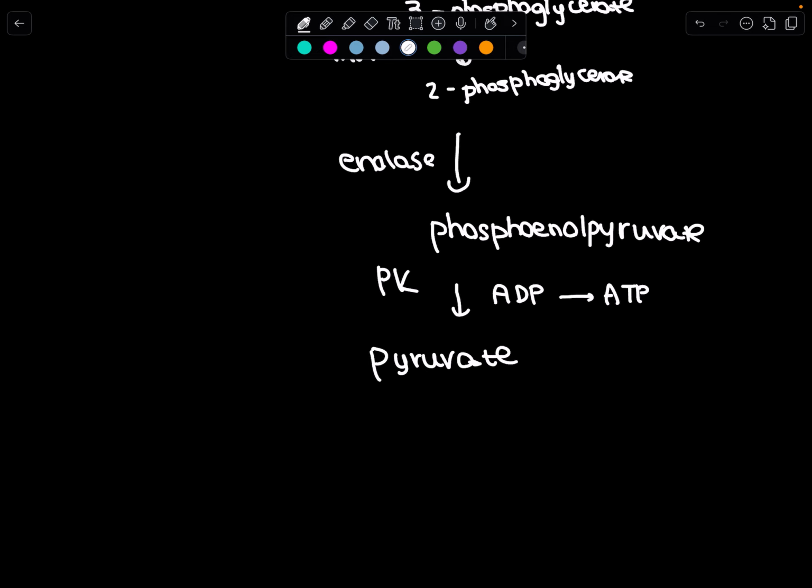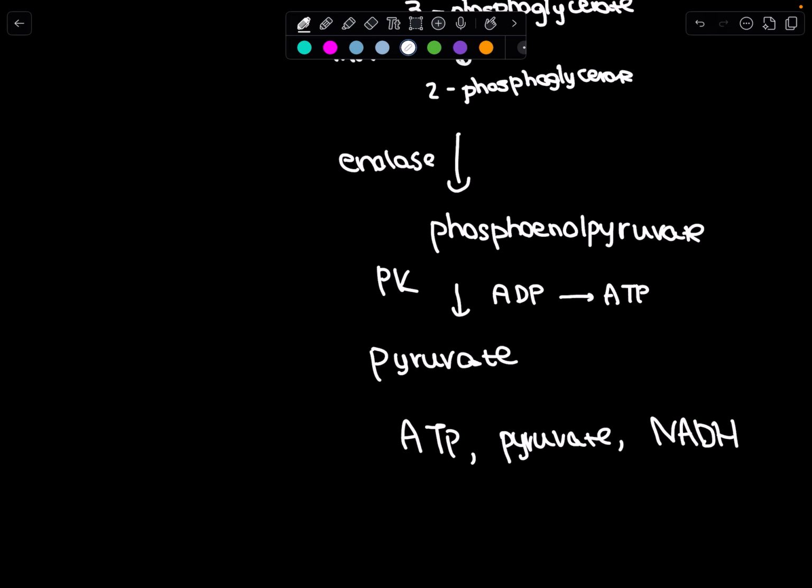Let's talk a bit about the products of glycolysis. So we get ATP, we get pyruvate, and we get NADH. Glycolysis breaks down 1 glucose into 2 pyruvate, 2 ATP, and 2 NADH.